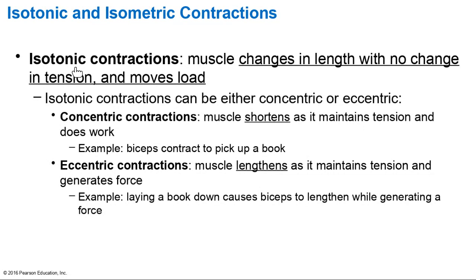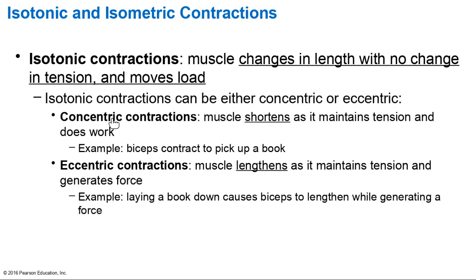Remember, isotonic contraction means that you are having a change in the length of the muscle. All right? But you may or may not have a change in tension. Okay? This will make more sense. So for isotonic contractions, there are going to be two types: concentric and eccentric.